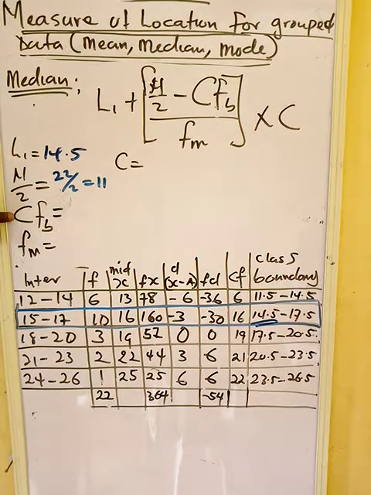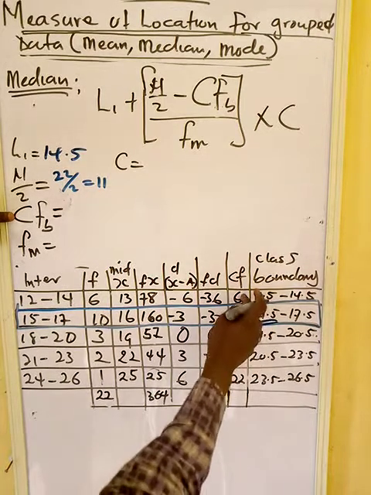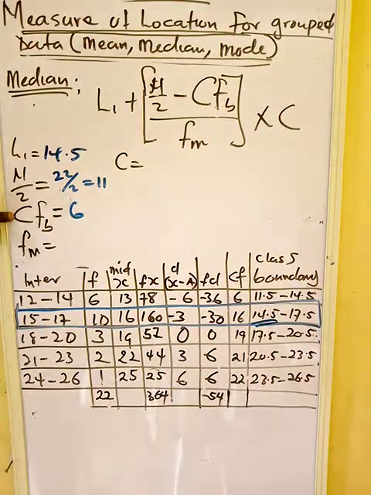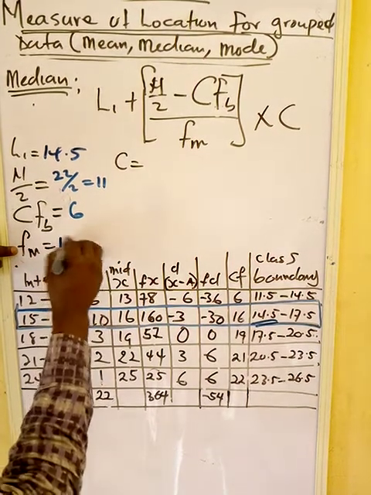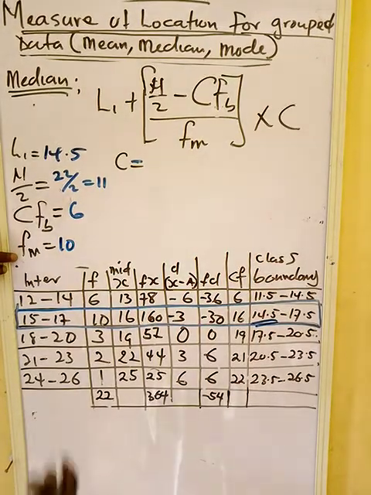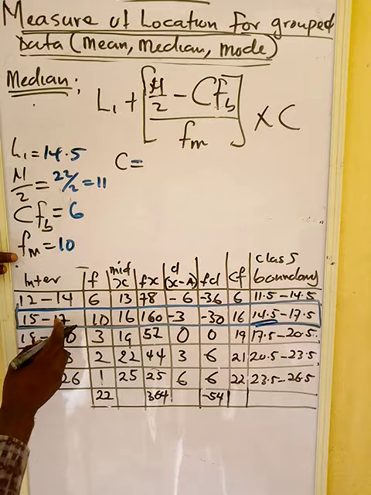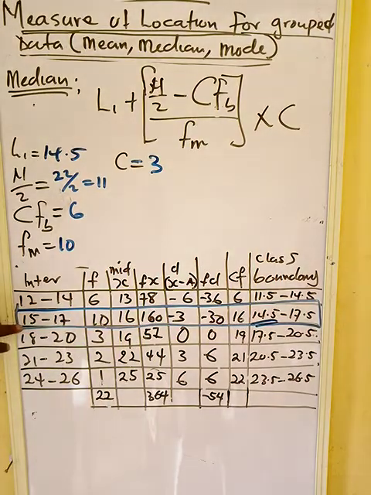Our cumulative frequency before the median class is 6. Our FM, the frequency of the median class, is 10. Our C is our class size. For the class size, I can choose 17 minus 14, which gives me 3. I can also choose 15 minus 12, which gives me 3.